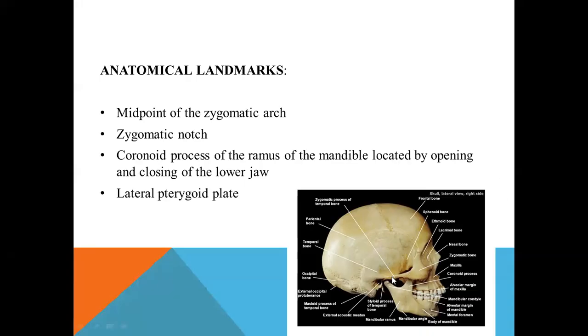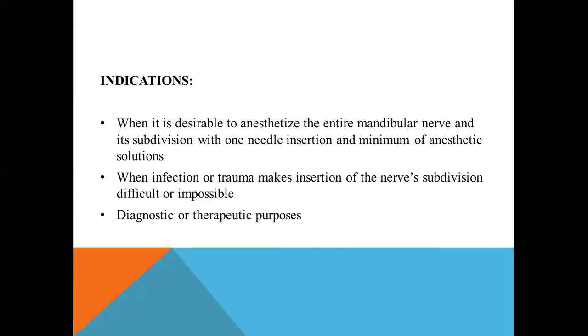This picture shows the midpoint of zygomatic arch, zygomatic notch, coronoid process of ramus of the mandible located by opening and closing of the jaw, and lateral pterygoid plate. When it is indicated, it's most commonly desirable to anesthetize the entire mandibular nerve and its subdivisions with one needle insertion and a minimum of anesthetic solution.